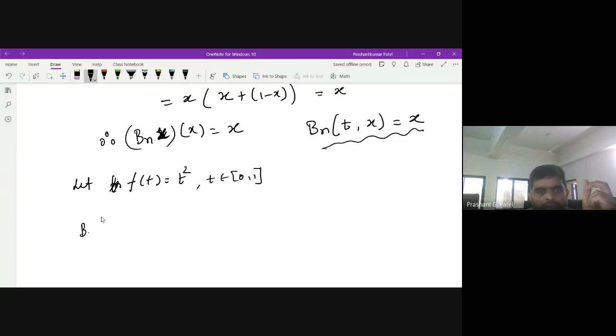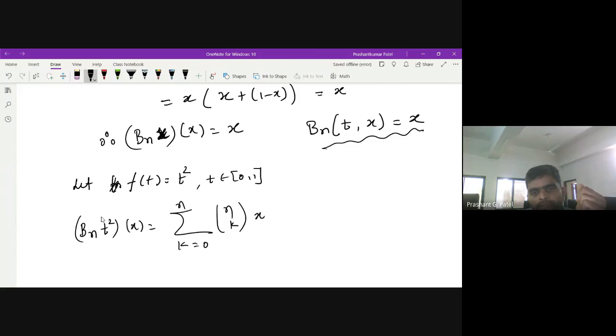Now let us calculate Bn at t square, x, which is summation k running from 0 to n, nCk x power k, 1 minus x power n minus k, into f of k by n. But f is this function t square, so it is k by n whole square. Now we have to simplify this k by n whole square.